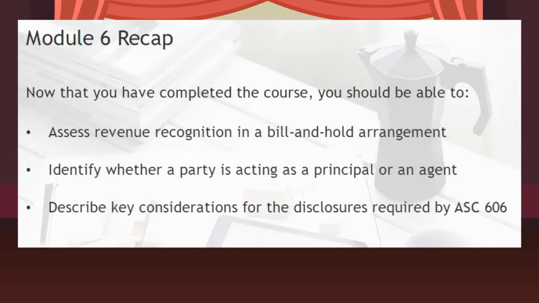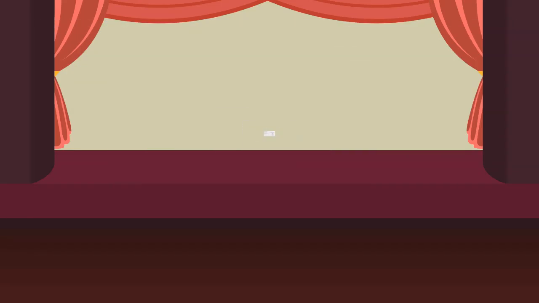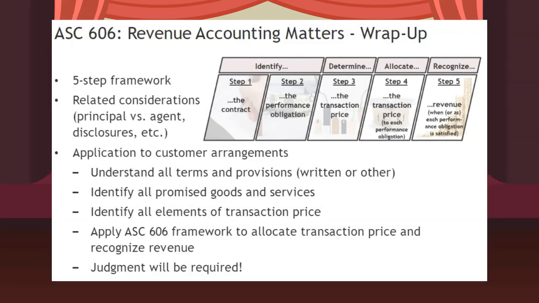Now that you have completed the course, you should be able to assess revenue recognition in a bill and hold arrangement, identify whether a party is acting as a principal or an agent, and describe key considerations for the disclosures required by ASC 606. Now that you have applied the 5-step model for revenue recognition and have identified related considerations in the 6 modules of this course, you will be prepared to apply this framework to actual customer arrangements.